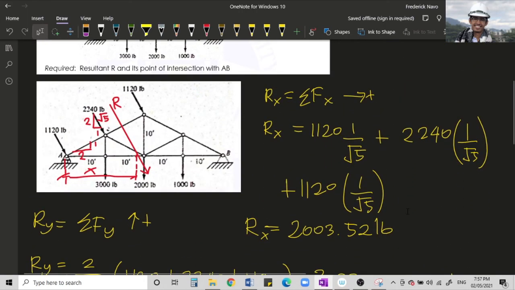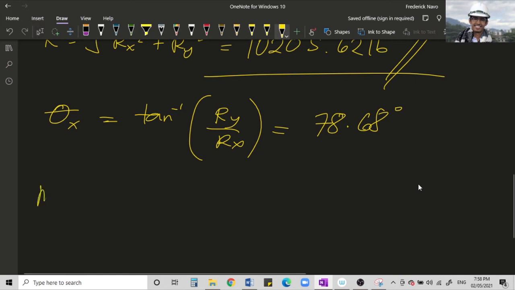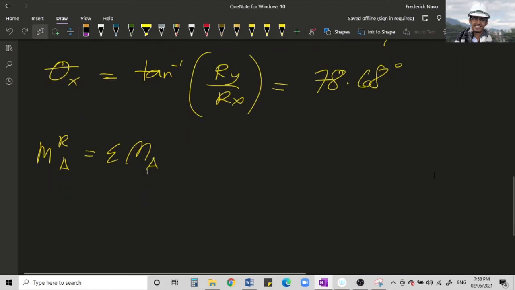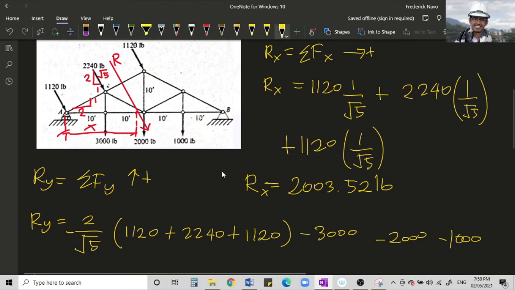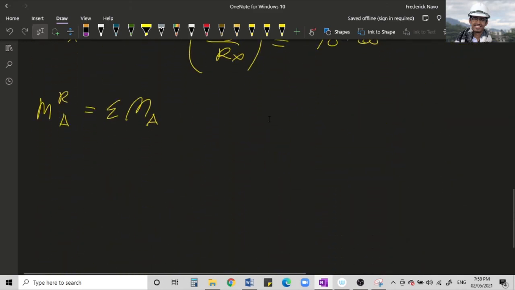And now let's get the x, the location of our resultant from point A. What we will do is take the summation of moments at point A. Right? So, the moment of our resultant at point A is equal to the summation of moments of our forces at point A. Actually, only the Ry of our resultant will produce a moment. If this is the intersection, we will have Ry and Rx. Our Rx will not rotate about point A because the line of action of Rx intersects point A. So, only Ry will rotate.